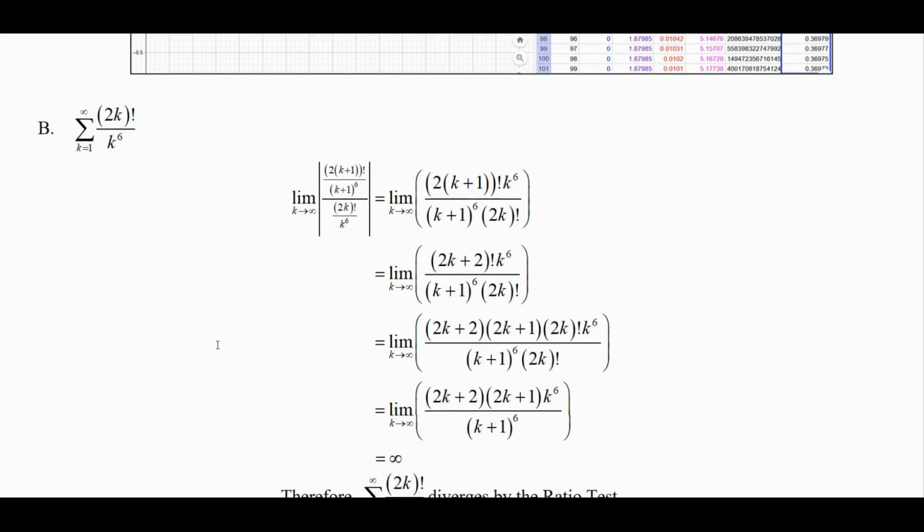All right, moving on to the next example. 2k factorial over k to the 6th. We're going to expect this one to diverge. A factorial is going to grow faster than the power function. In fact, the limit of the underlying terms is probably not even 0, although that may be a little more difficult to work out with the factorials. Okay, so we would probably expect this thing to go to infinity. In fact, it does. So let's work that out.